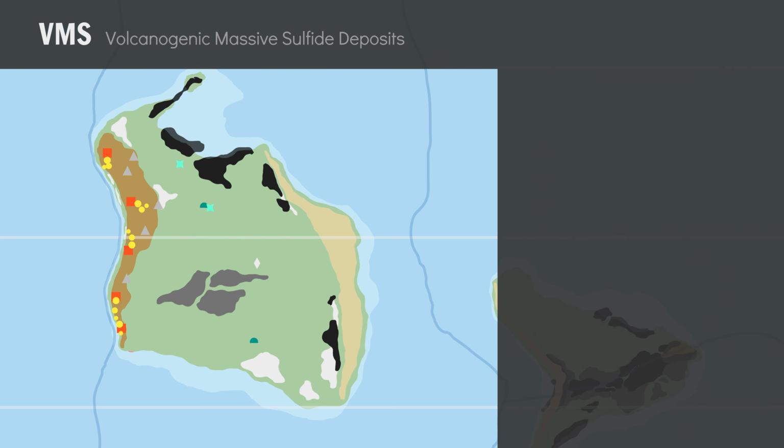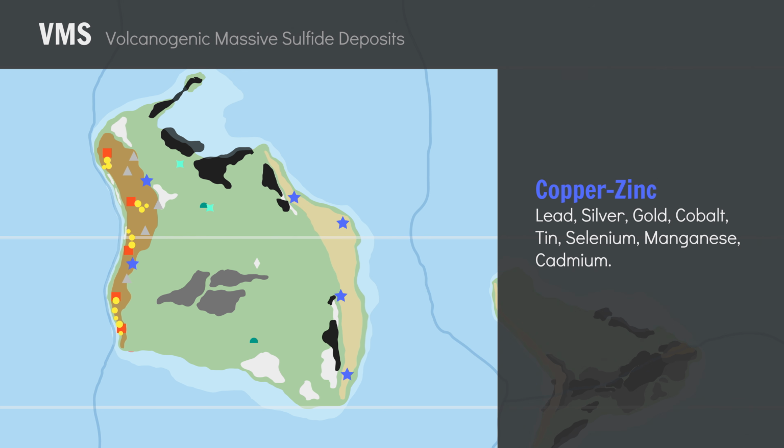VMS deposits are found in and around mountainous regions. That is, in both new and old mountain chains. These predominantly copper-zinc deposits formed in black smokers on ancient seafloors, where subsequent mountain building thrust them up to mineable depths. Expect minor amounts of lead, silver, gold, cobalt, tin, selenium, manganese, and cadmium.